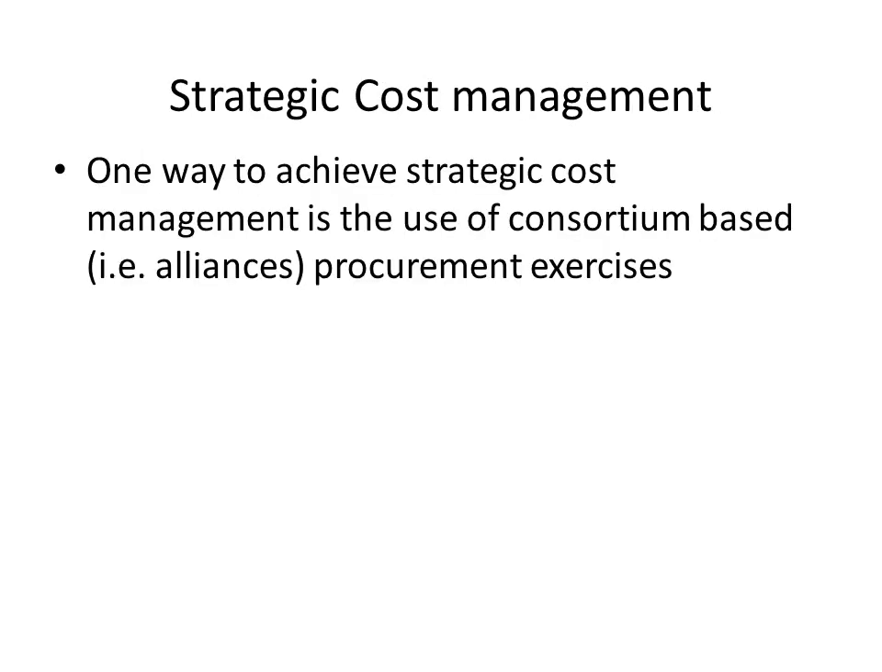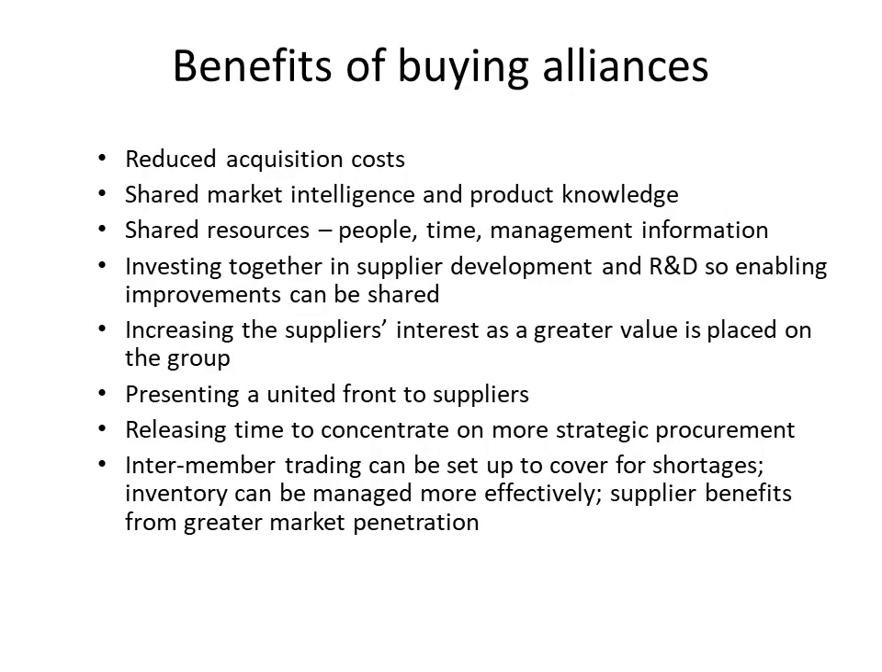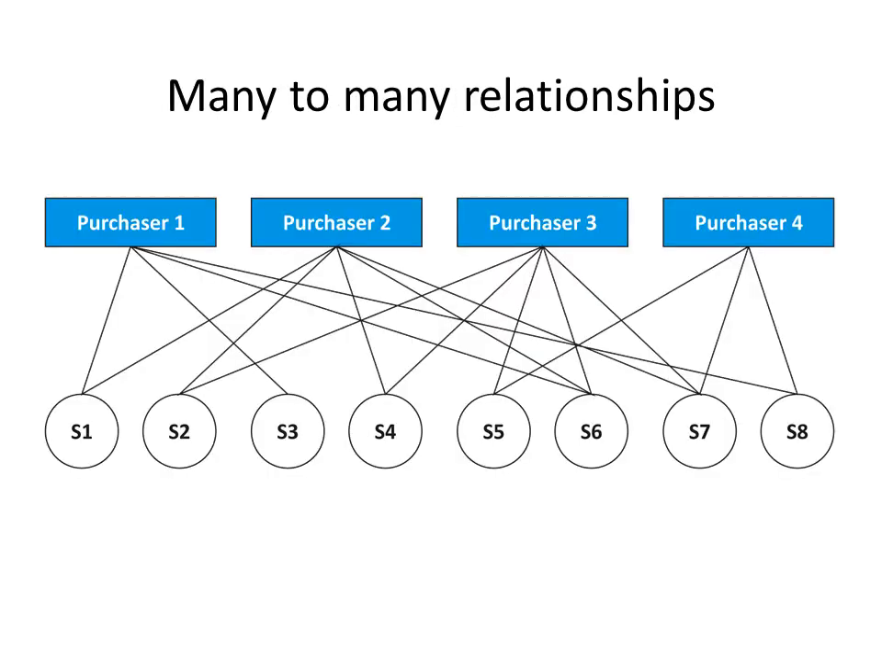Strategic cost management is one way to achieve cost management, is to use consortium based procurement exercises, which can save money, and there are benefits of buying alliances coming together. Economies of scale, reduced costs, shared intelligence, shared resources, investing together in supply development, increasing suppliers' interest, greater value, presenting a united front to suppliers, releasing time to concentrate on more strategic procurement, and inter-member trading can be set up to cover for shortages. So some benefits there of buying alliances.